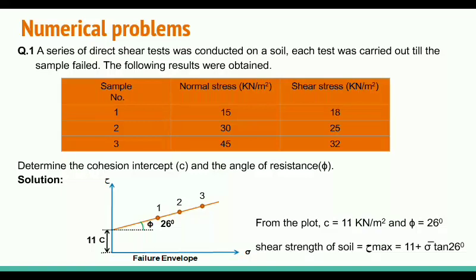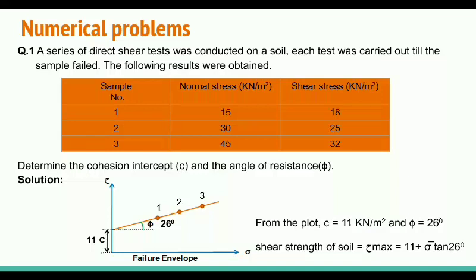So now we know the shear strength of a soil formula: C plus sigma dash tan phi. Now we have C and phi, so we can put them in this equation. So the shear strength of soil, that is tau max, equals 11 plus sigma dash tan 26 degrees. Now in this equation you put the value of sigma dash, and you can get the shear strength.